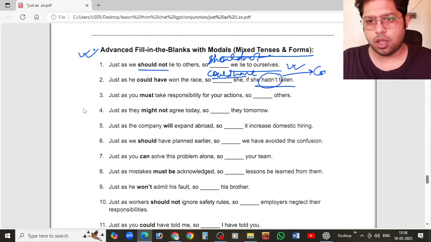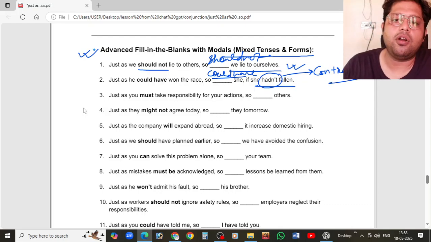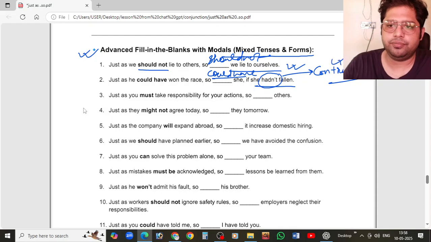Okay, had not is written by using contraction. Okay, so just as he could have won the race, so could have she if she had not fallen.